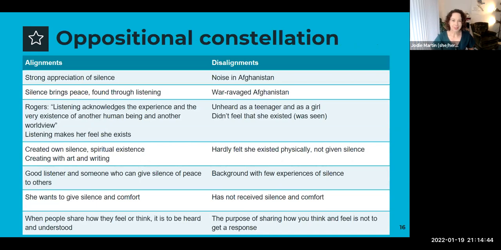Finally, there is this oppositional constellation that I alluded to, these alignments and disalignments, these things positioned in contrast that she variously aligns with herself and distances herself from. So she aligns with this silence, peace, listening, respect, acknowledging somebody else's existence. And she contrasts this with noise in war-ravaged Afghanistan, not feeling heard, not feeling seen, not feeling like she existed as a teenager, as a girl growing up. And through this whole, she presents a process of self-actualization where she takes these contrastive constellations and chooses her values moving forward.